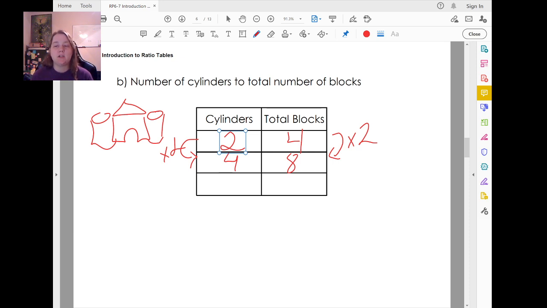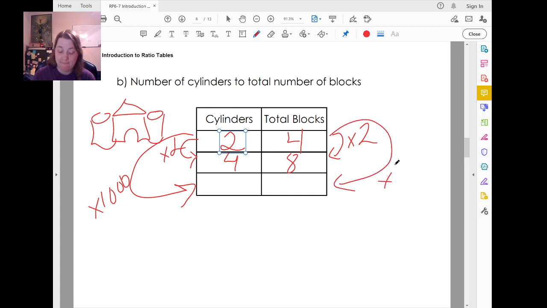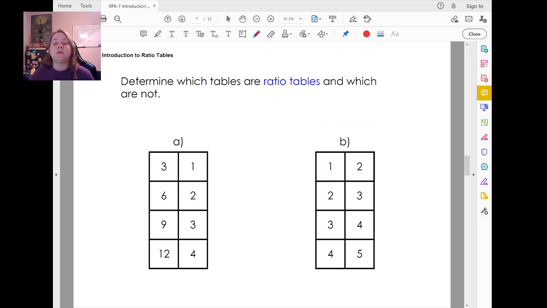Let's multiply the next one by 1,000, just because we can. So when I multiply by 1,000 on both sides, I'm going to get 2,000 on this side and 4,000 on that side. So there are 2 ratio tables in front of you. Go ahead, pause the video. Which one is a ratio table and which one is not? We'll talk about it when you come back.